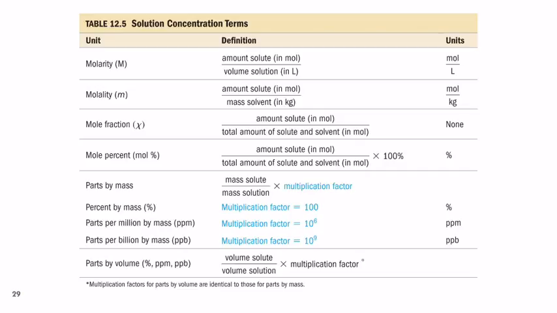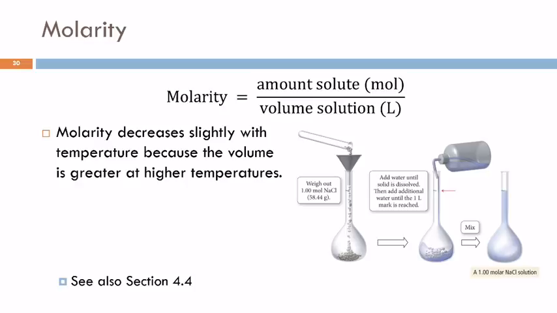So here's a table from your textbook, just summarizing the different types of units, and this might be helpful when you do homework. So molarity, we've talked about this before, back in section 4.4. It's the amount of solute in moles, always, divided by the volume of the entire solution in liters. Here's a refresher on how to make a solution.